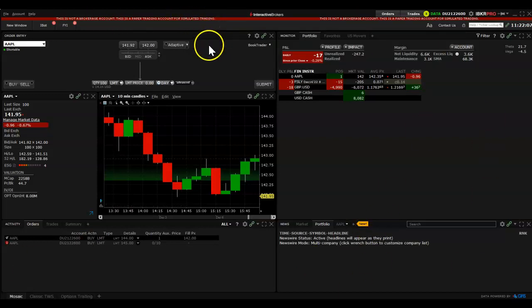This is a paper trading account, but when it comes to the real live account, there is no difference. It's exactly the same, except with real money, obviously.